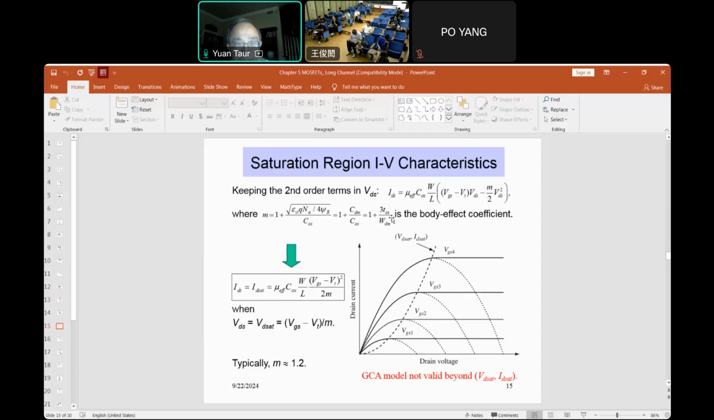This M factor is very important in the MOSFET model. It's called the body effect coefficient. We'll look at the physical meaning of that later, in the next chart. But first of all, this equation is plotted here. Okay. First of all, this entire model is only valid before saturation. So, to the left of this dashed line. This dashed line is the saturation.